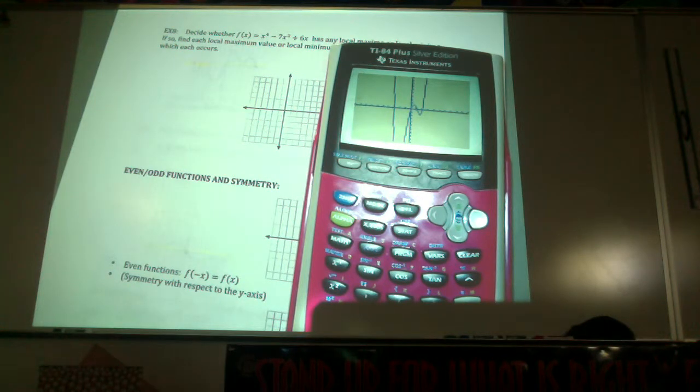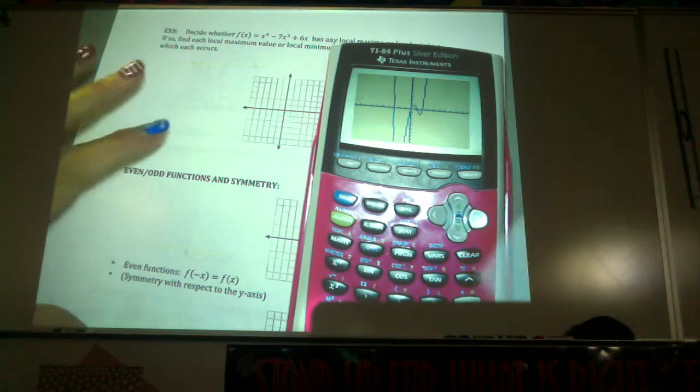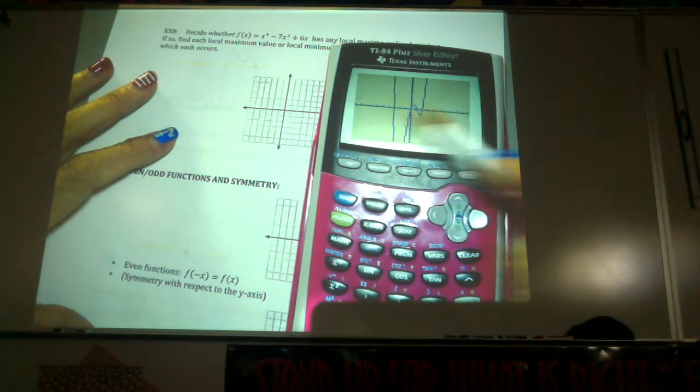So this is a lovely little loop-de-loop. At most, how many times does it cross the x-axis? Because it's a degree 4 polynomial, right? So let's find the zeros first. That's the easiest place to start. So we're going to find our zeros first.